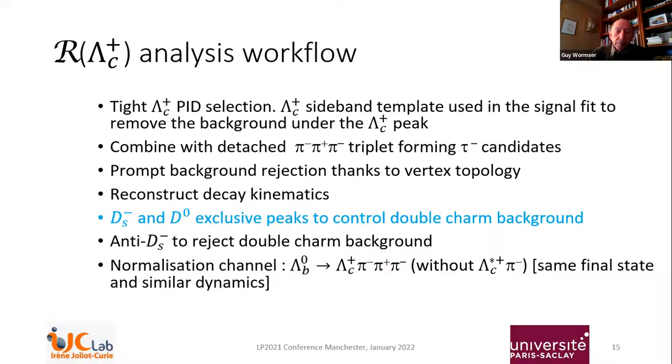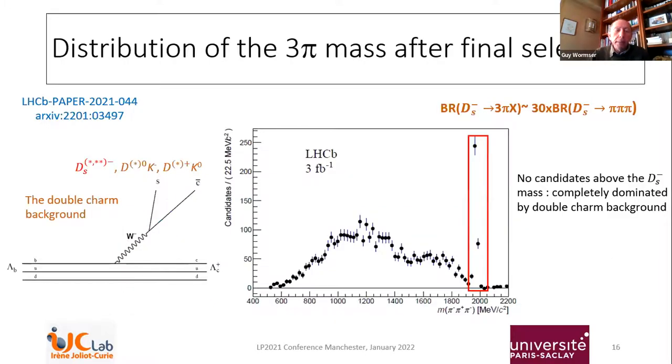So we can now control this double charm background through the reconstruction of the DS and D0 exclusive peaks. The charm background comes from the virtual W decaying into a C bar S pair. And this pair will materialize mostly into DS, which can also be excited, DS star, DS double star, or through a decay mode.